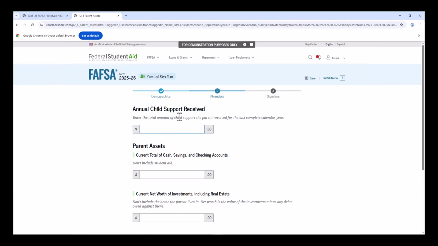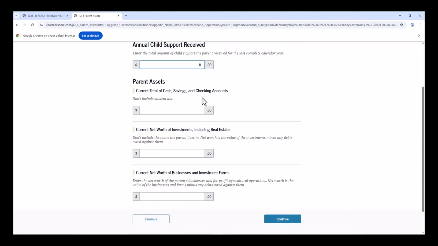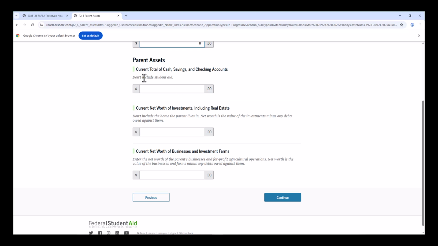Okay, so now it is asking about the annual child support received. You're going to enter the total amount of child support received for the last complete calendar year. So if you are receiving child support, you will need to enter in that total amount that you received for the last year. Right now we're in 2025, so you will need to enter in the full amount you received for the 2024 year. If you do not receive child support, you will just enter in 0 here and continue on with the form.